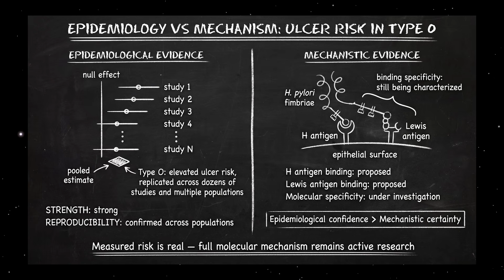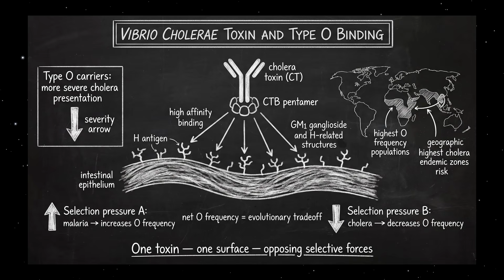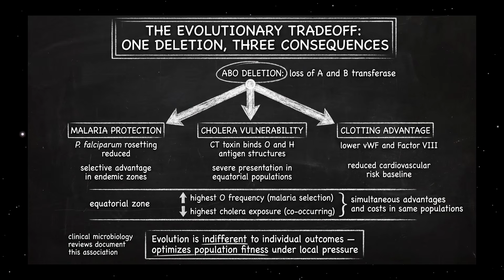Cholera vulnerability. Vibrio cholerae toxin binds more effectively to O and H antigen structures on intestinal epithelium. Type O carriers experience more severe cholera. The geographic overlap compounds the evolutionary trade-off in a way that illustrates evolution's indifference to individual outcomes. Equatorial populations with the highest O frequency, selected by malaria pressure, carry the highest cholera vulnerability simultaneously. Cooling established this association in clinical microbiology reviews. 1 deletion, 1 bare surface. 3 disease consequences.